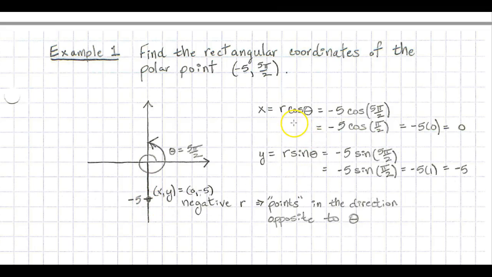But if I use the formulas, x equals r cosine theta, so r we know is minus 5, so it's minus 5 cosine of 5 pi over 2, which is the same thing as minus 5 cosine of pi over 2, which is minus 5 times 0, so 0.